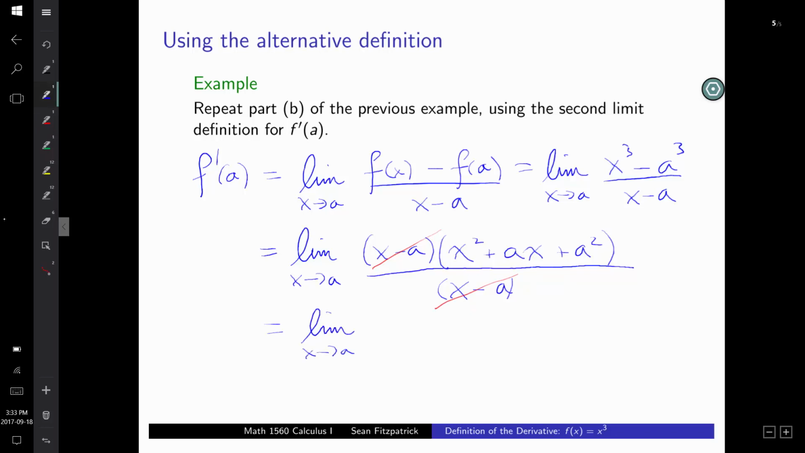Limit x approaching a of x squared plus ax plus a squared. And now I can do direct substitution. I set x equal to a. I get a squared plus a squared plus a squared, which gives me 3a squared. So I get that same result. It's a very different flavor in terms of the algebra, but I get to the same point in the end. All right.